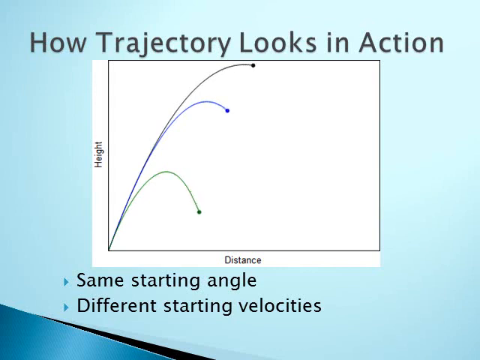How trajectory looks in action. Below is a little video of how different objects can travel through space. As you can see, all lines have the same starting angles, but they have different starting velocities. The green line has the shortest distance traveled because it has the least starting velocity. The blue line has a little bit more starting velocity, and the black line has the most starting velocity, so it goes the highest and the farthest.